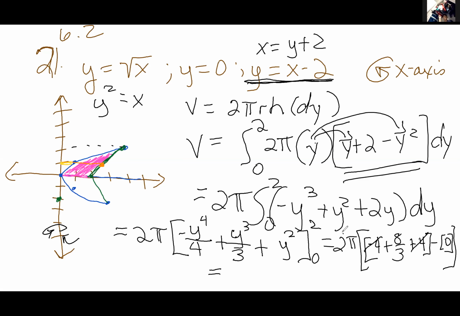16 over 3. I just have to multiply 2 pi times 8/3. That'll give me 16 over 3 pi, units cubed. Good job. Okay, 6-1 and 6-2, we think we've got it, correct? We do. Okay, so here's what we're going to do.